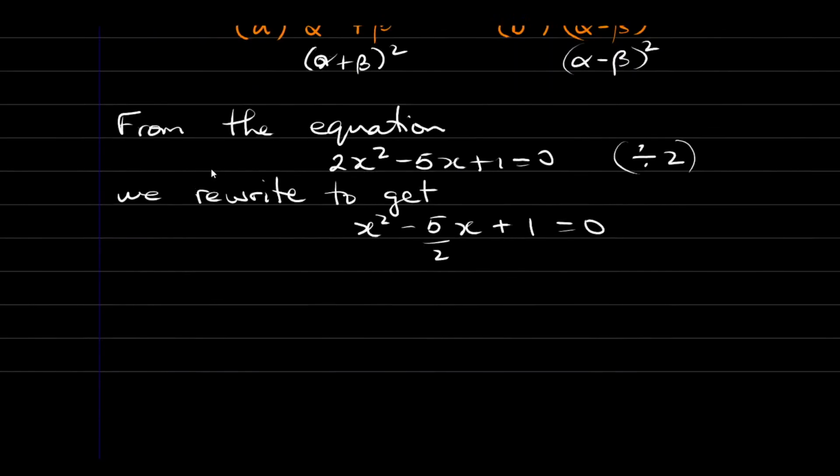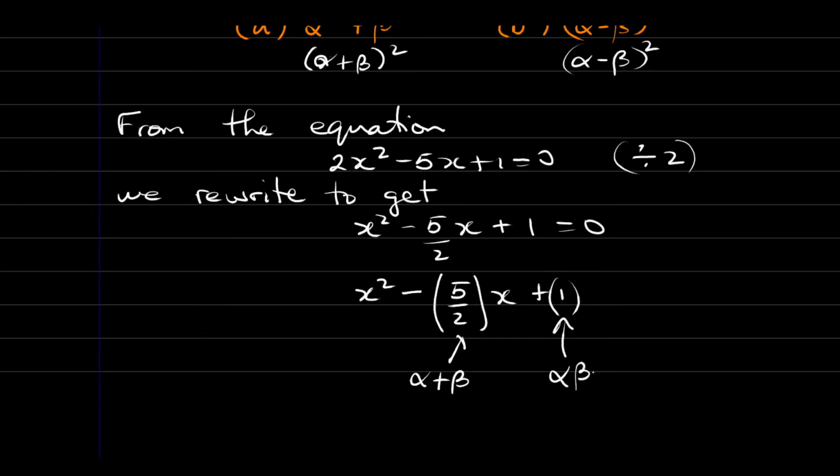And again, I'm going to write x squared, and it's going to be plus, no, not plus, I have to put a minus outside in front here. And if I put a positive 5 on 2 inside here, here will be my alpha plus beta. And then plus 1, this here would be my alpha beta, right? Equals 0.